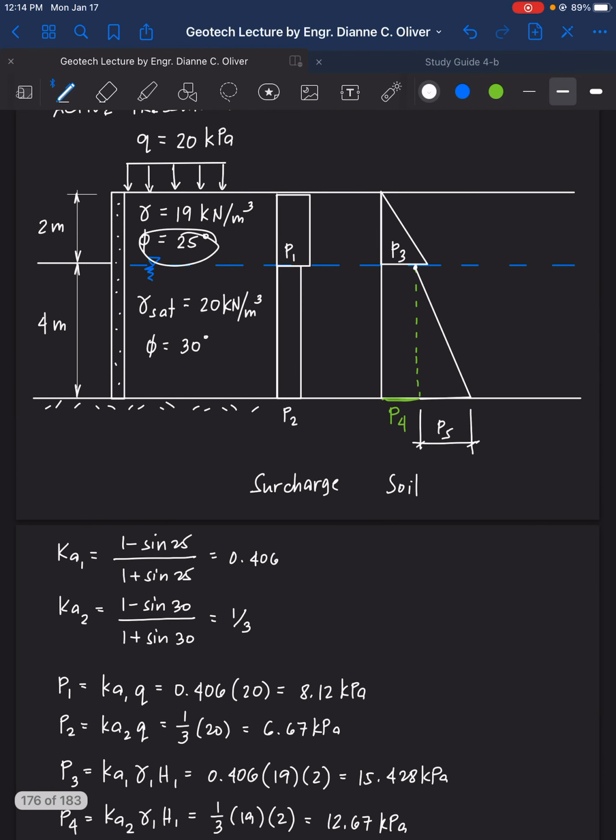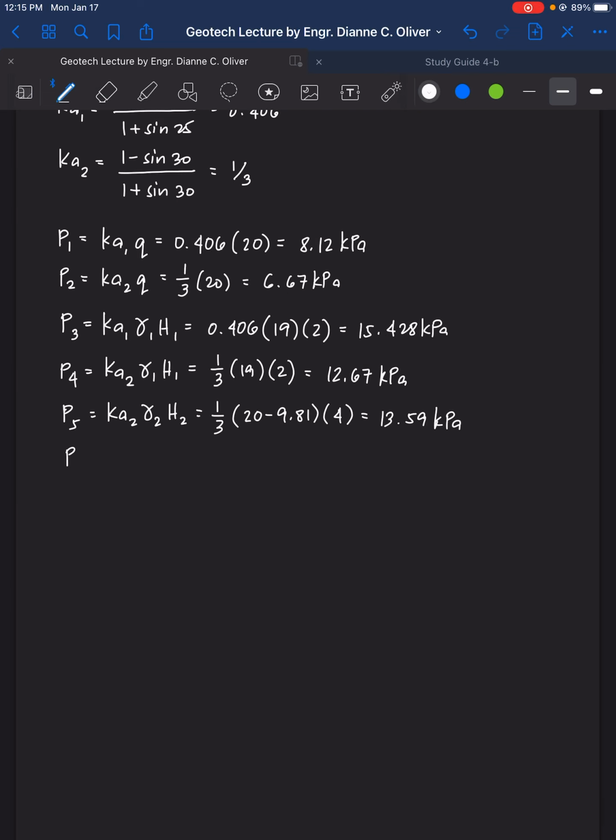Lastly, we have the water. So this is for the water. So P water is equal to gamma of water H2, 9.81 times 4. That is equal to 39.24 kilopascal. Now let's get all the forces.